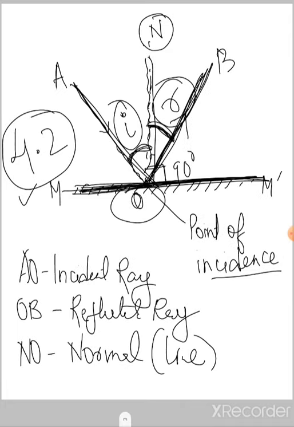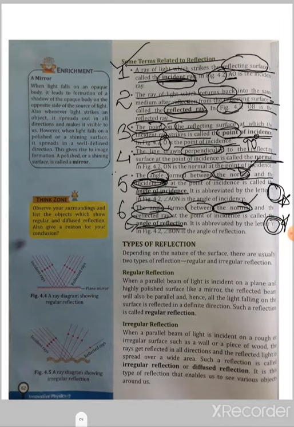All right, now let's come back again to the book, and the next topic that we are going to discuss is types of reflection. Types of reflection. Reflection te kati prakarko cha. So there are two types of reflection. Please underline this and circle this: regular reflection and irregular reflection. So how many types are there? Two types: regular and irregular. So first one is regular reflection.